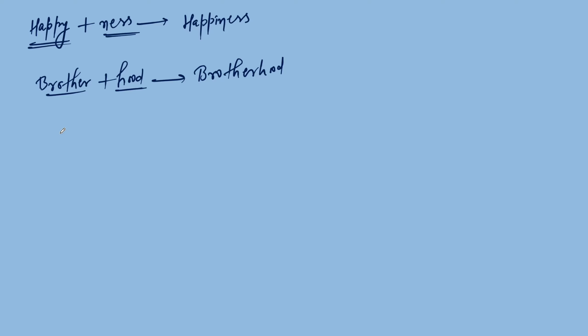Now take enemy. Enemy. What should I write with this so that it can be converted into an abstract noun? Absolutely, I will use ITY basically. So it will be converted into enmity. And let me tell you, this is a root word and this is the suffix. And these are basically abstract nouns.